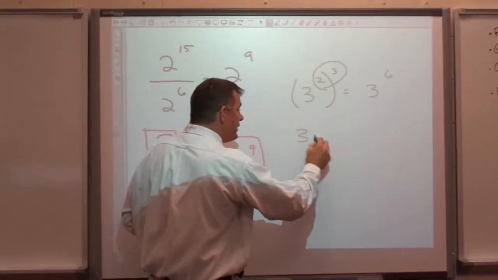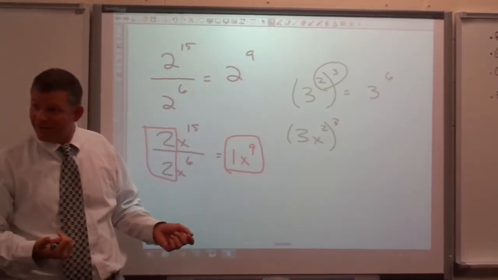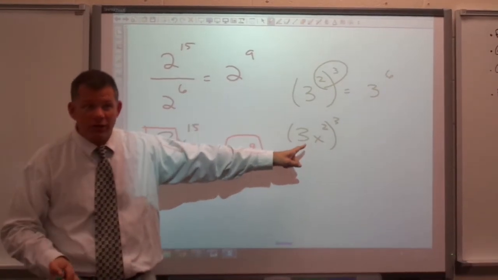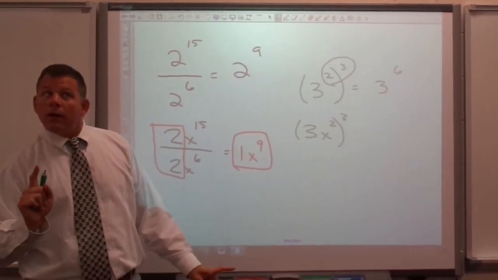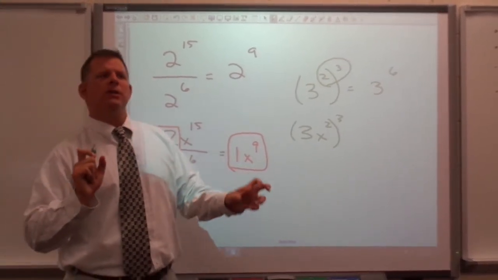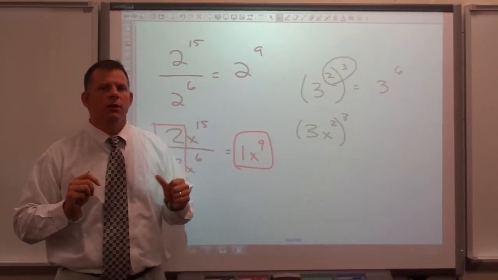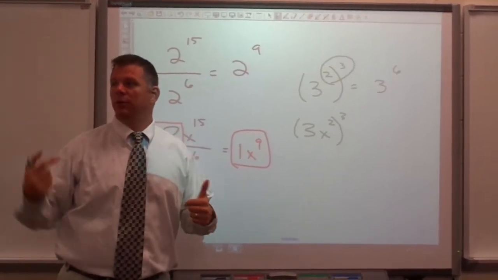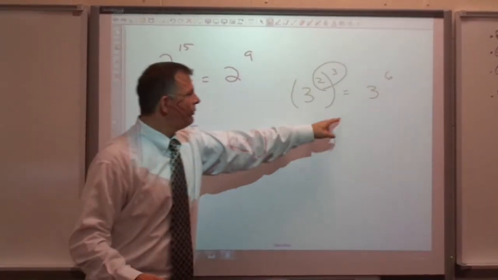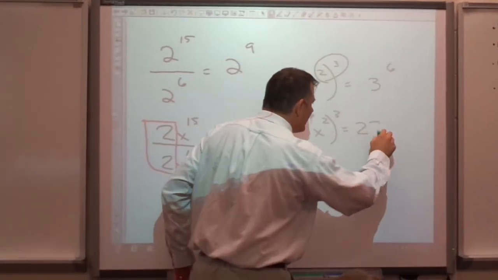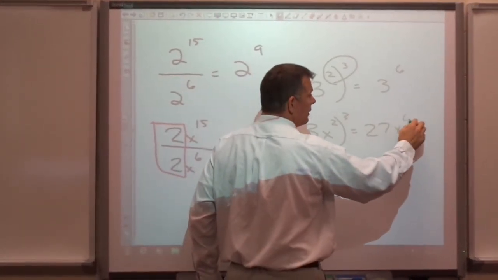But if I had this, now it's a different game, right? Now the 3 is a coefficient. What do we do with coefficients in power to power? Somebody said multiply to the exponent. What's the actual word for that? When we're taking something to an exponent, we raise it to the exponent, right? So 3 to the 3rd, we would get 27. And then the x squared, we multiply.